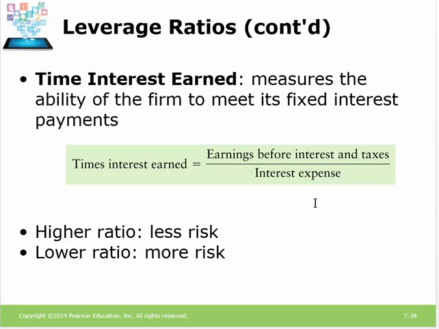The next thing in line after EBIT is the I, interest. So how much profit is there to cover the interest expense? And of course, the higher the ratio, the less risk there is, the greater the implied ability to make interest payments.